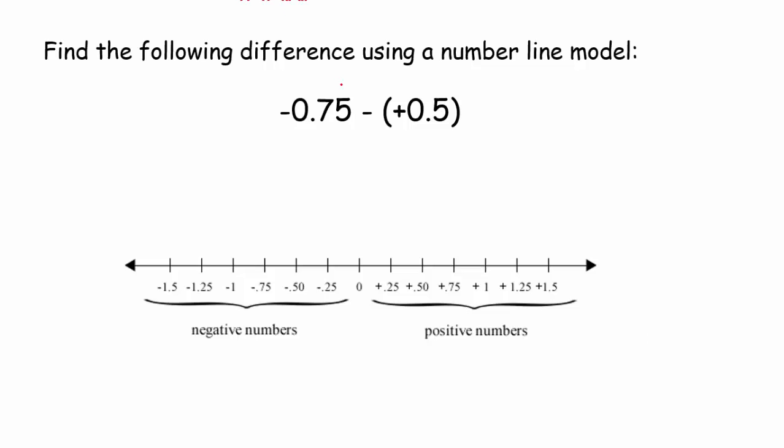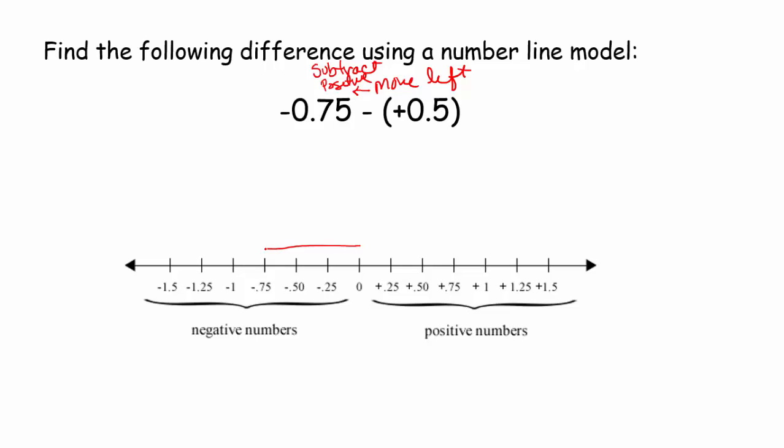So again, when we subtract a positive on the number line, that means we'll move left. Whenever you subtract a positive, you need to go ahead and move left on that number line. So we're going to go to negative 0.75.